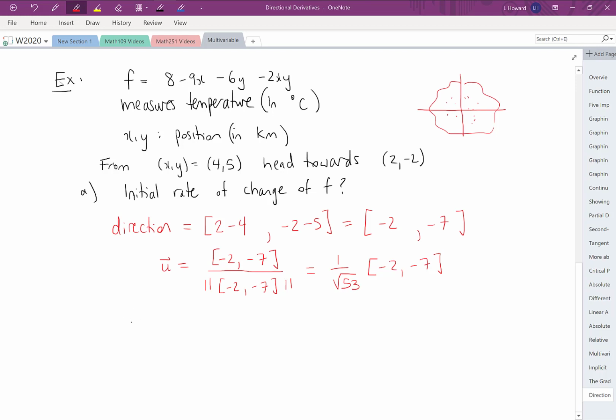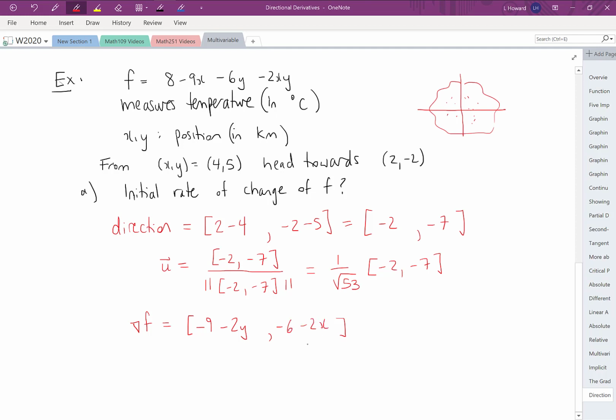Okay, next thing we need is the gradient of f. So f involves variables x and y. That means the gradient of f is going to have 2 components. We'll take our partial with respect to x. That's going to be -9 minus 2y, and then partial of f with respect to y, -6 minus 2x.